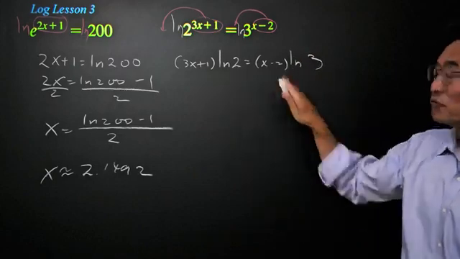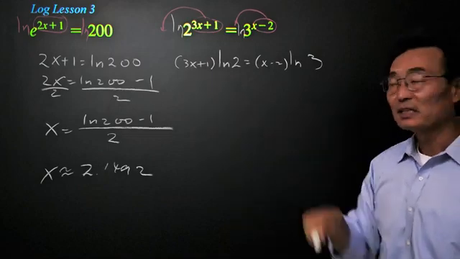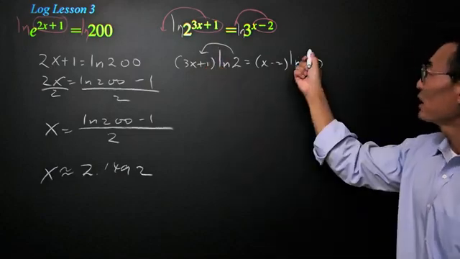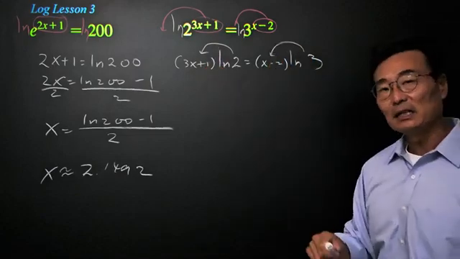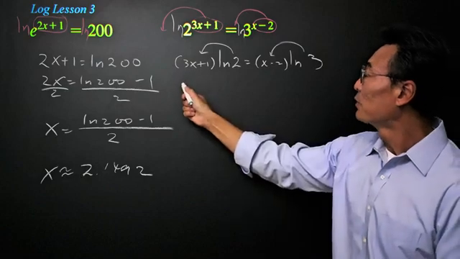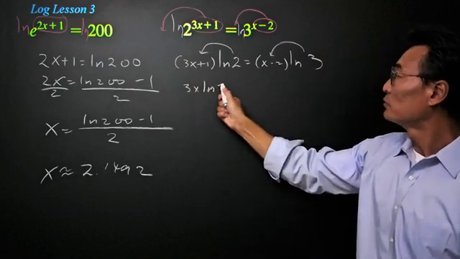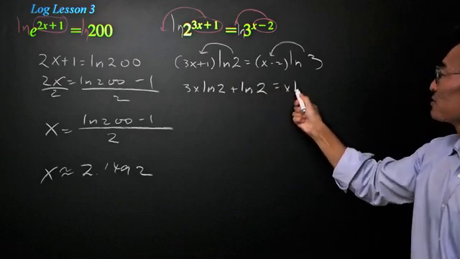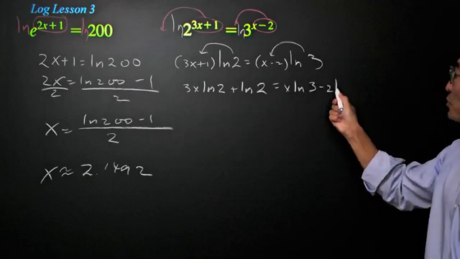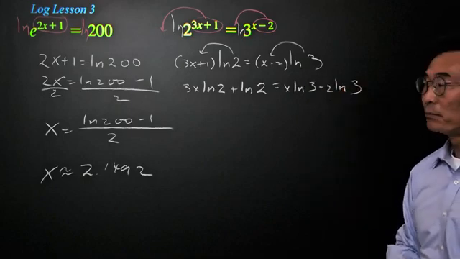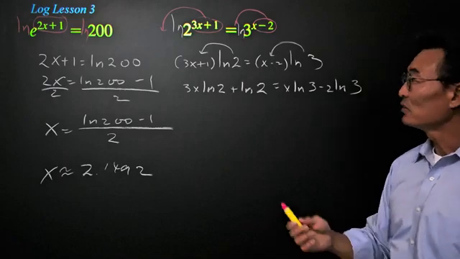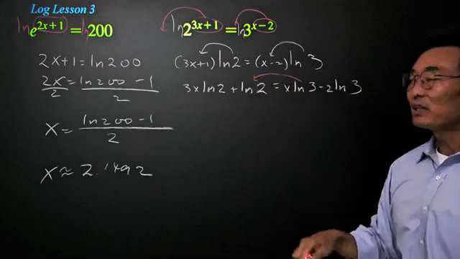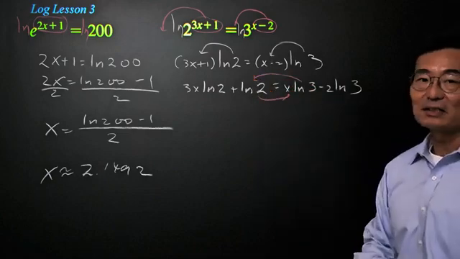Notice the parentheses for both the 3x plus 1 and the x minus 2. Next, we need to go ahead and distribute the natural log of 2 in here and also the natural log of 3 in here. So we get 3x natural log of 2 plus natural log of 2 equals x natural log of 3 minus 2 natural log of 3. We want to go ahead and isolate or bring everything with x to the left side and bring everything without x to the right side of the equal sign.